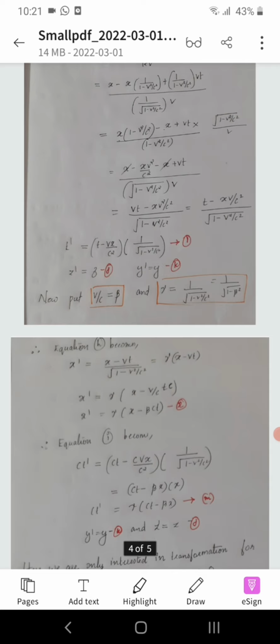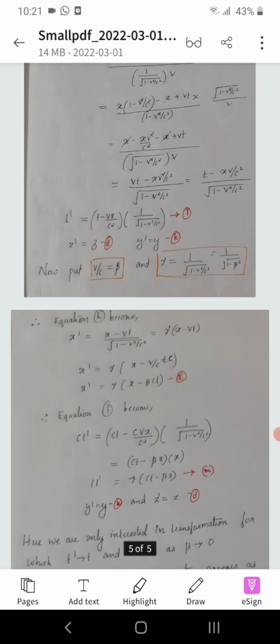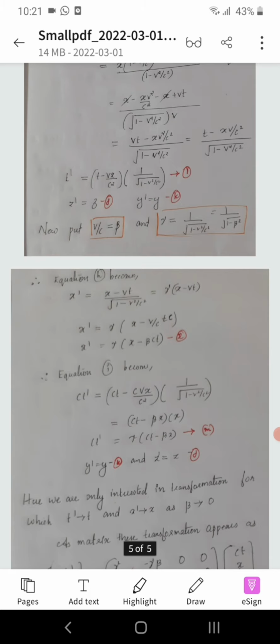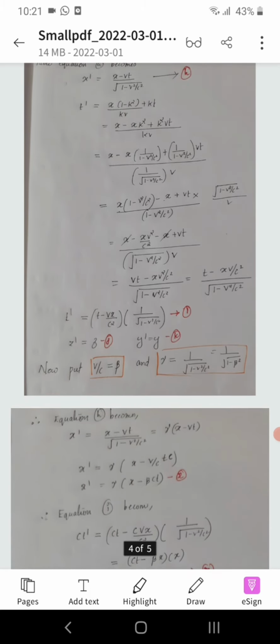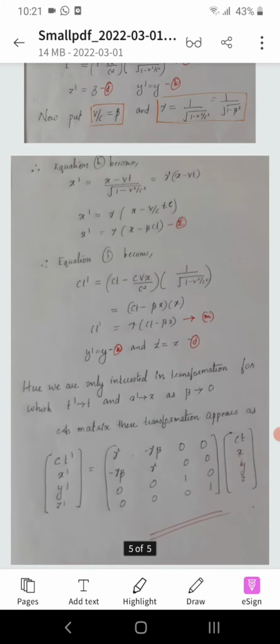Now z prime and y prime didn't get changed, so they remain as the initial equations. Now we are going to substitute the value of v by c as beta and 1 by root of 1 minus v square by c square as gamma. Then equation h, the equation of x prime, becomes x prime equals x minus vt by root of 1 minus v square by c square, which becomes gamma into x minus vt. Or we can write x prime is equal to gamma into x minus beta ct.